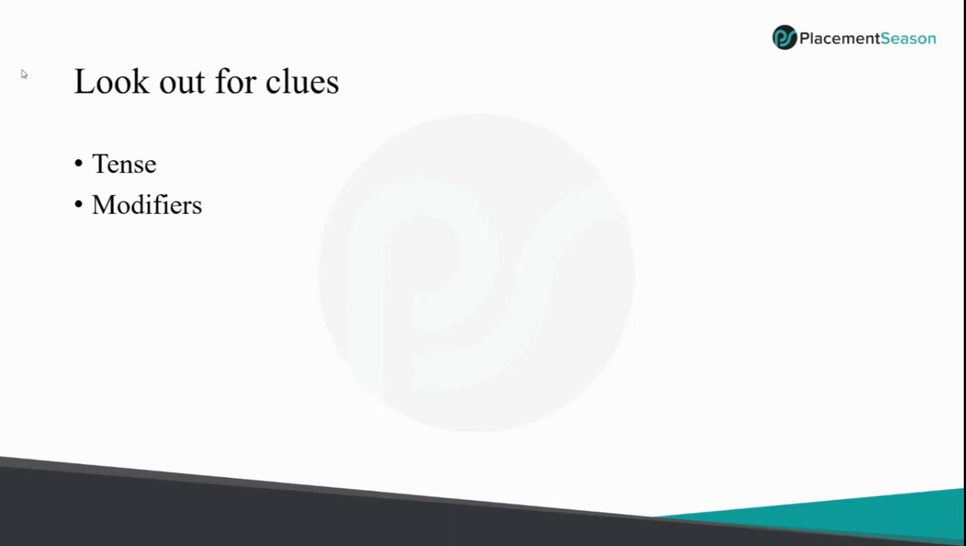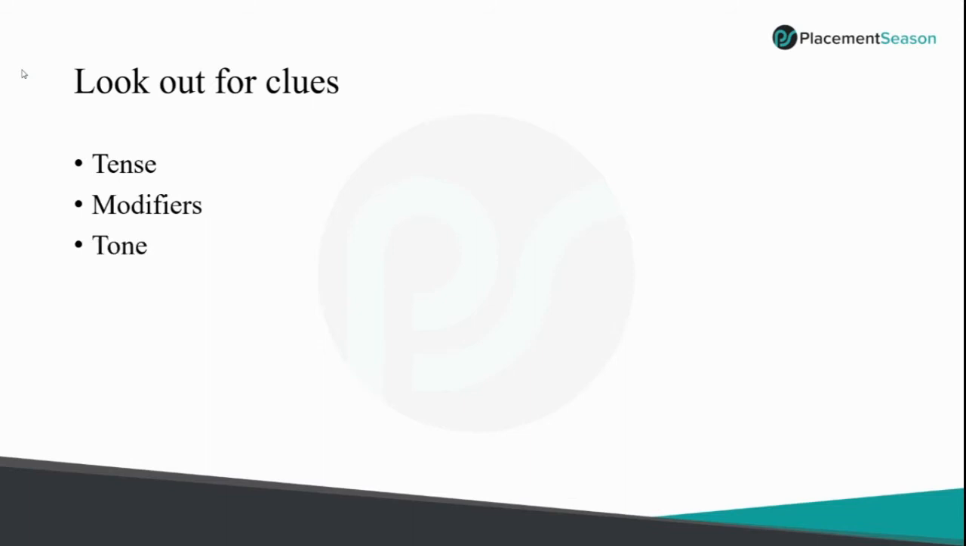Number two, modifiers. What are modifiers? If you remember from the last session, modifiers are generally adjectives. If the word after the blank is a verb, you cannot put an adjective there. After the blank is a noun, you cannot put an adverb there. So it is simple. Modifiers add to the meaning of the sentence, and based on these modifiers, you can easily land on the option.